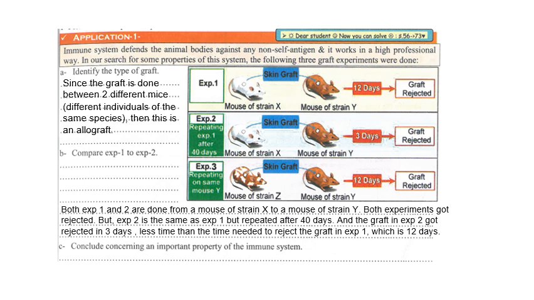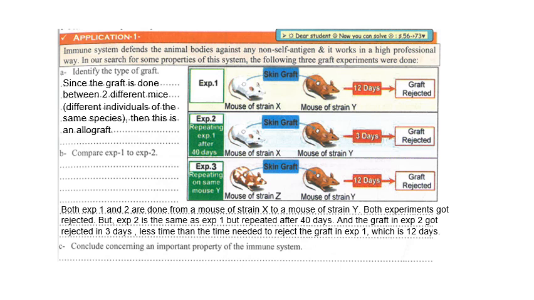So we say, both experiments 1 and 2 are done from a mouse of strain X to a mouse of strain Y. Both experiments got rejected. These are the similarities. But experiment 2 is the same as experiment 1, but repeated after 40 days. And the graft in experiment 2 got rejected in 3 days, less time than the time needed to reject the graft in experiment 1, which is 12 days.